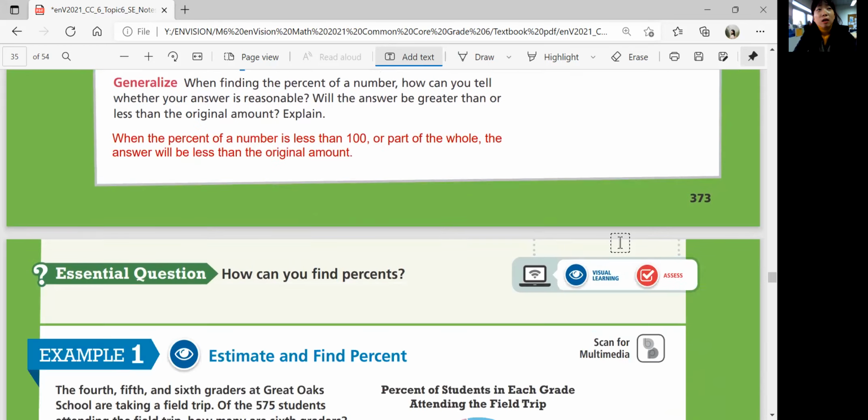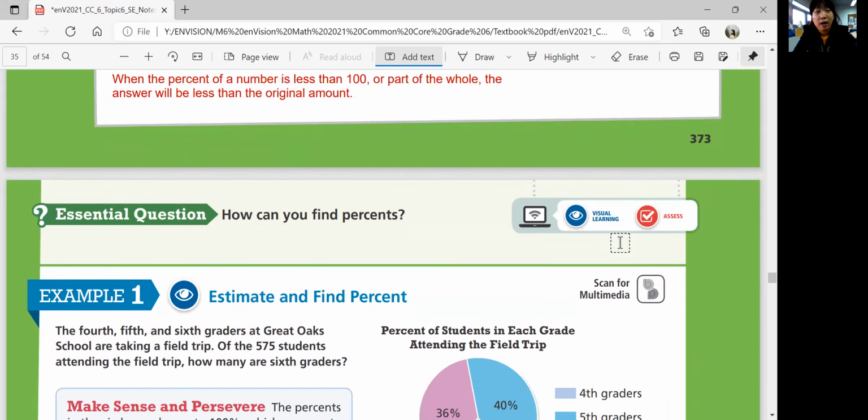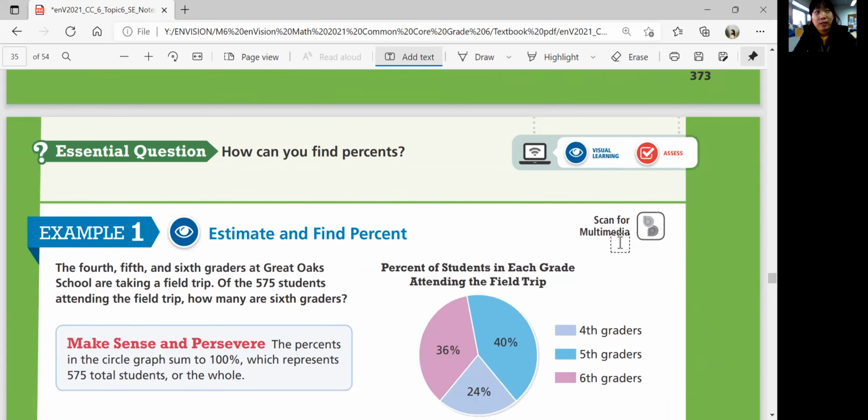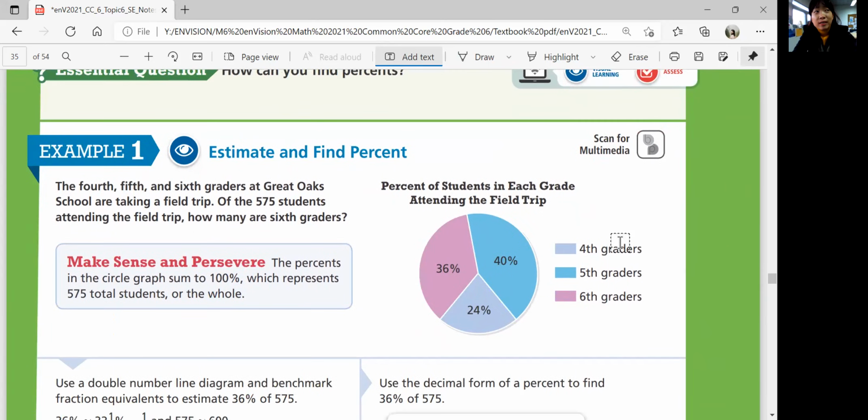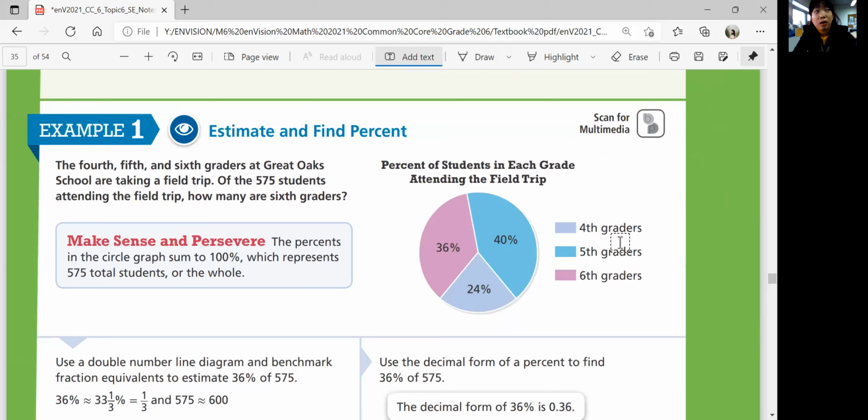Okay, so next page, how can you find percent would be the question that we're going to answer throughout this lesson. Example 1, estimate and find percent. The 4th, 5th, and 6th graders at Great Oak School are taking a field trip. Of the 575 students attending the field trip, how many are 6th graders?